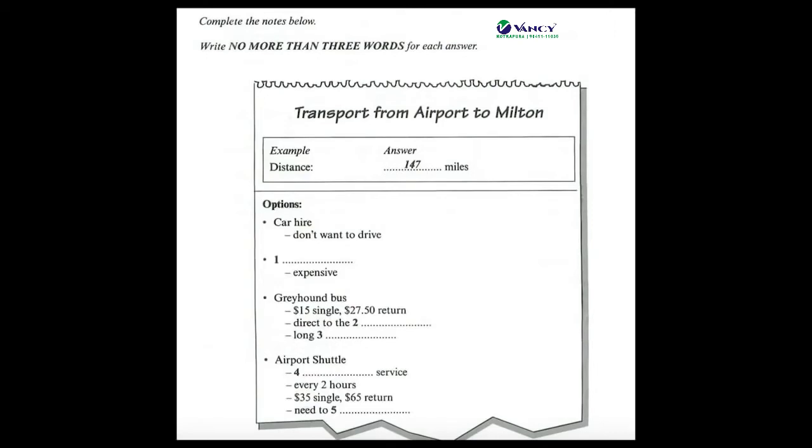The distance from the airport to Milton is 147 miles, so 147 has been written in the space. Now we shall begin. You should answer the questions as you listen because you will not hear the recording a second time. Listen carefully and answer questions 1 to 5.